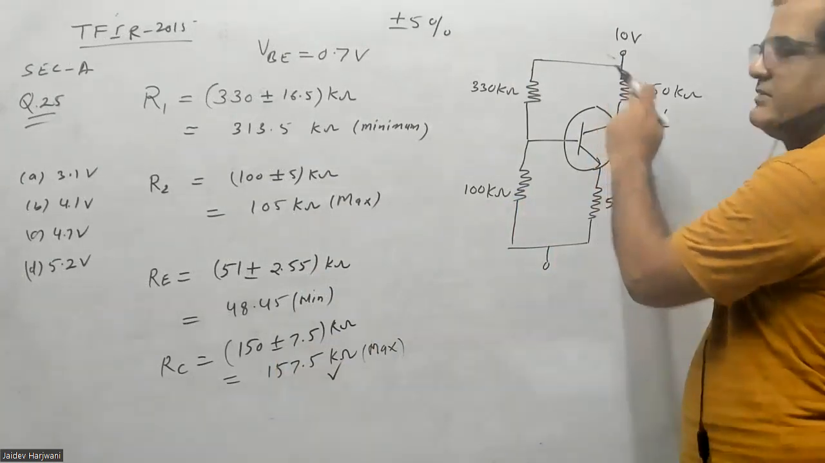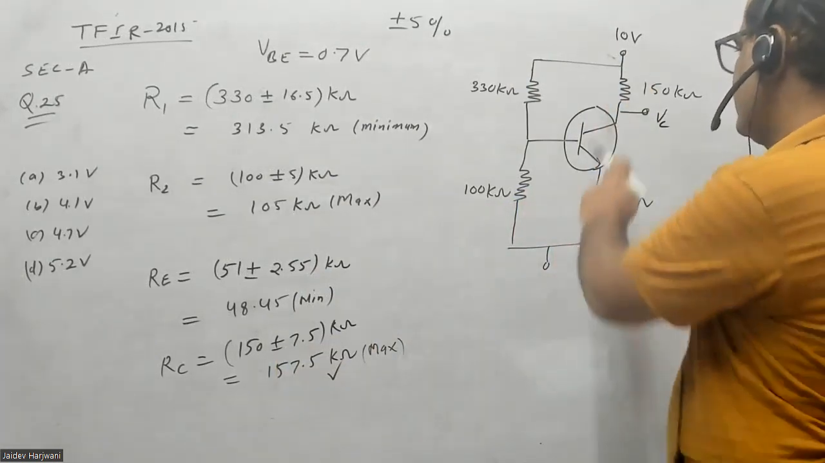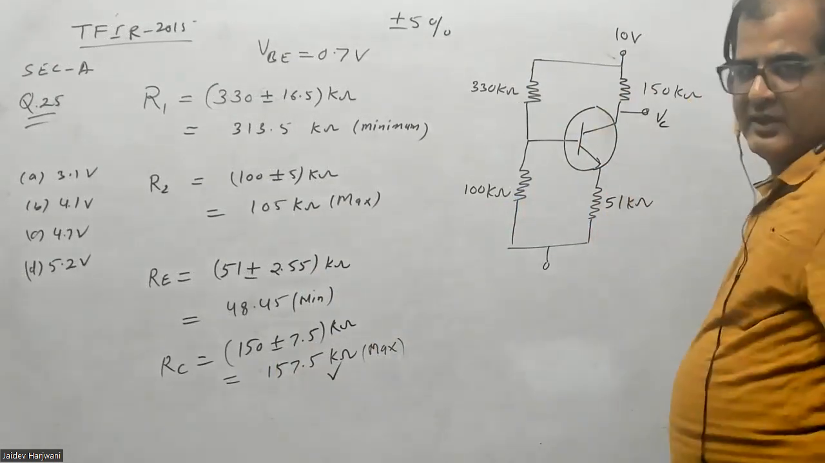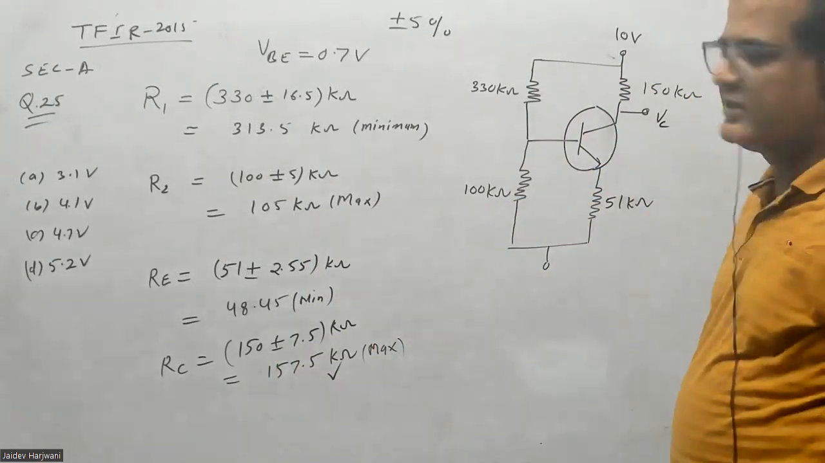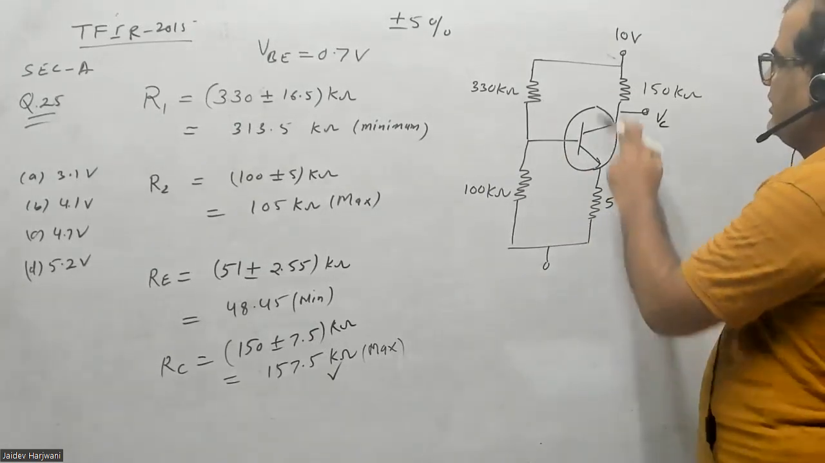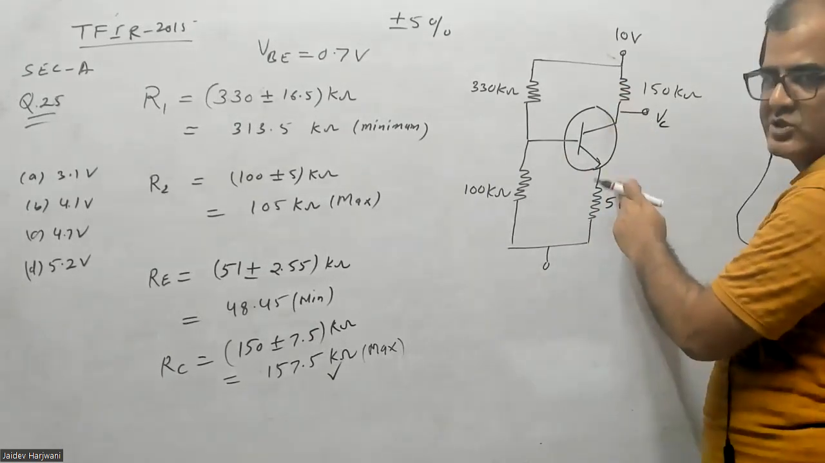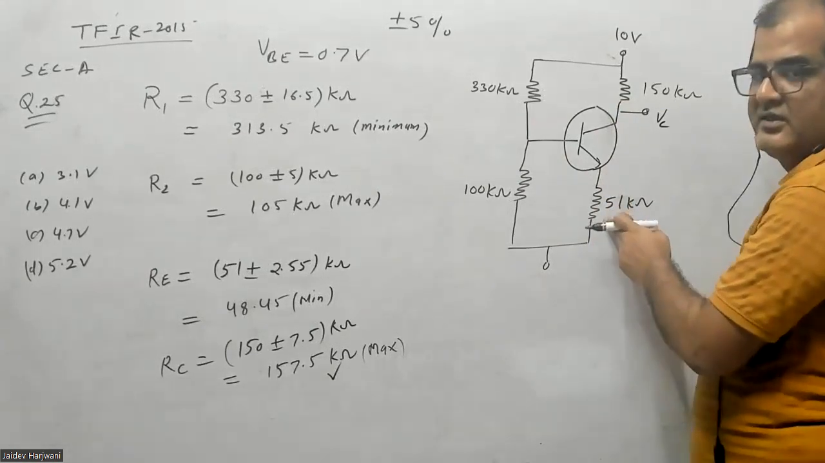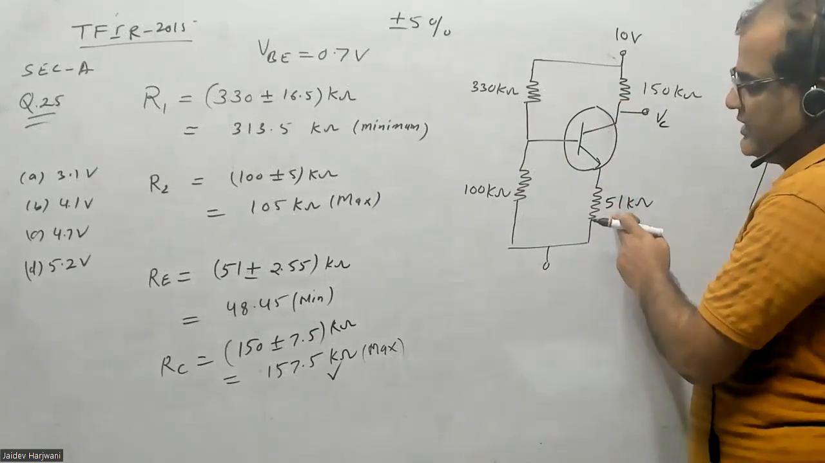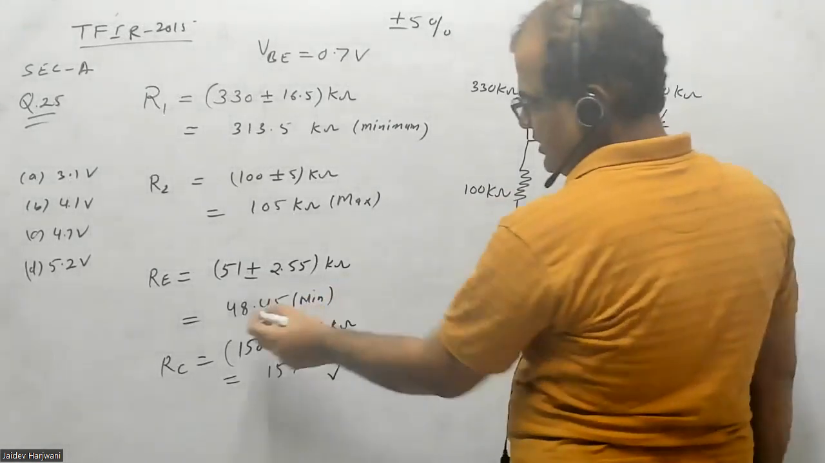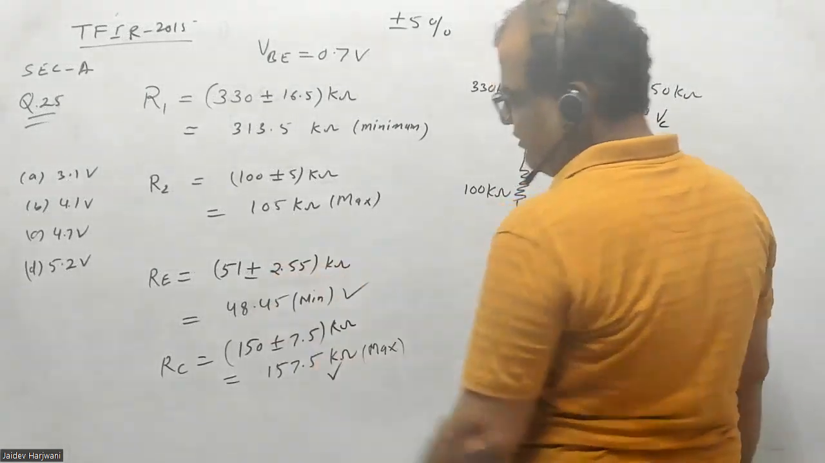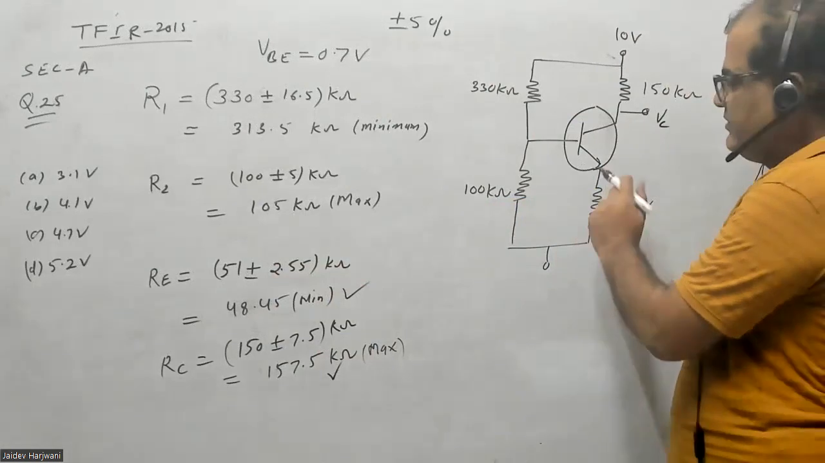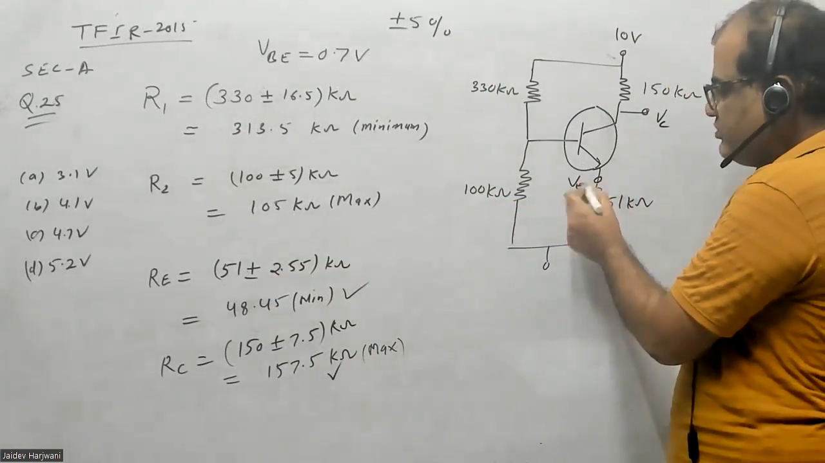Similarly, I also have to maximize IC. And in this question, since the beta value is not given, we can take IC equal to IE, and we can use the approximation method to calculate the IE. So if IC has to be maximum, IE also has to be maximum. And if IE has to be maximum, we have to take RE as the minimum value, subtracting 5% error.